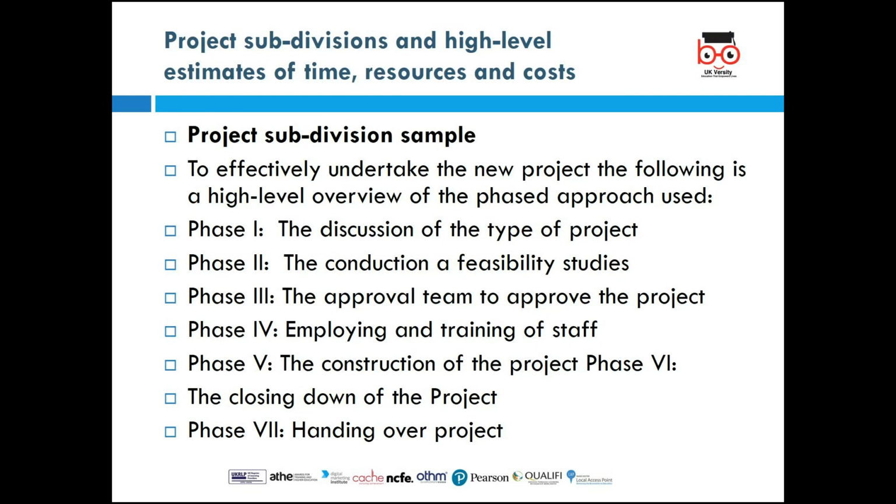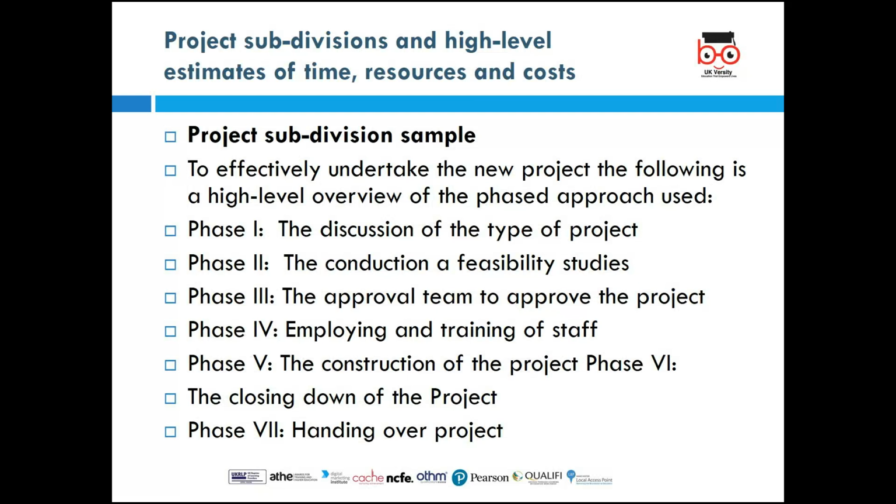Right. The next slide is an example of what I term project subdivisions and high-level estimate of time, resources, and cost. So this is an example of project subdivisions, how we can divide a project into different phases. Phase 1 will be the discussion of the type of the project. Phase 2 will be conducting of the feasibility studies for the project. Phase 3 could be the approval team to approve the project.